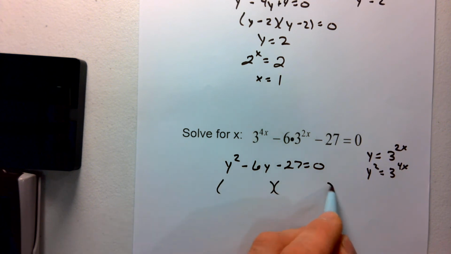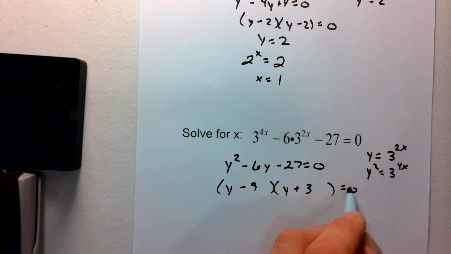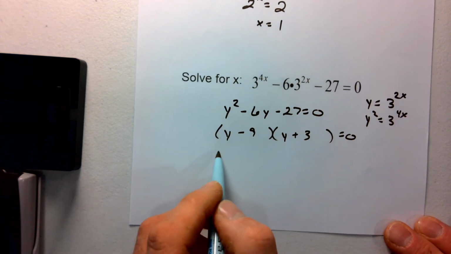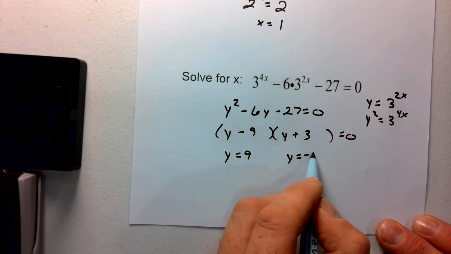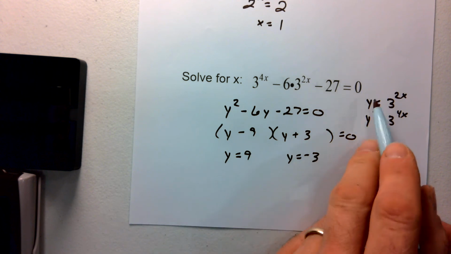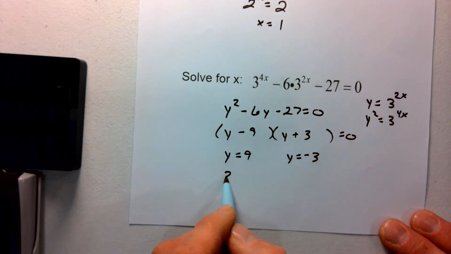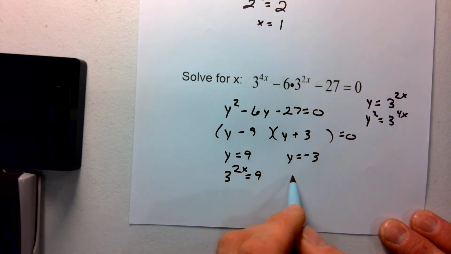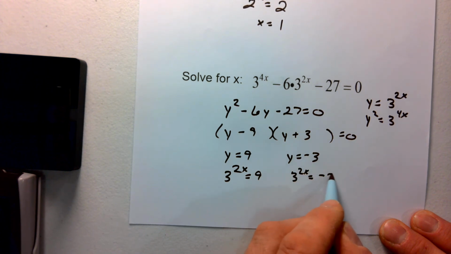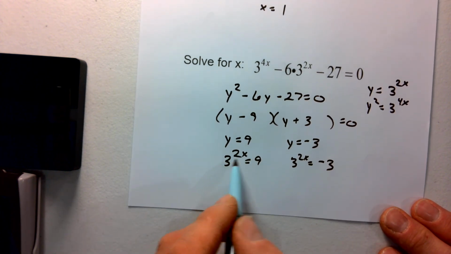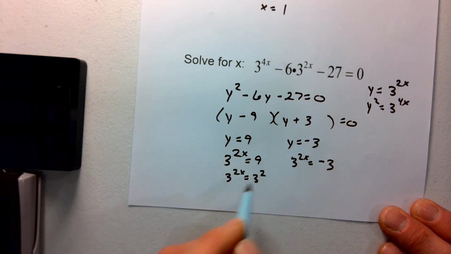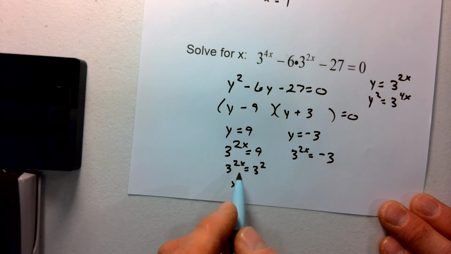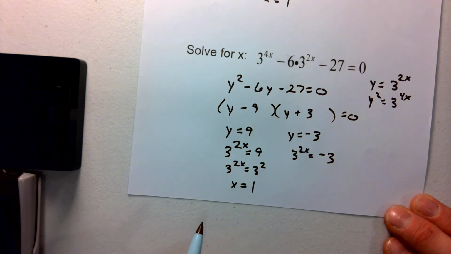I can go ahead and factor. So I get y minus 9 and y plus 3 equals 0. Go ahead and solve. I know that y equals 9 and y has to equal a negative 3. Replace my y with 3 to the 2x. So 3 to the 2x equals 9. 3 to the 2x equals a negative 3. Here I can go ahead and find a common base, which is 3. So 3 to the 2x equals 3 squared. My exponents have to be the same from yesterday, so x has to equal 1.